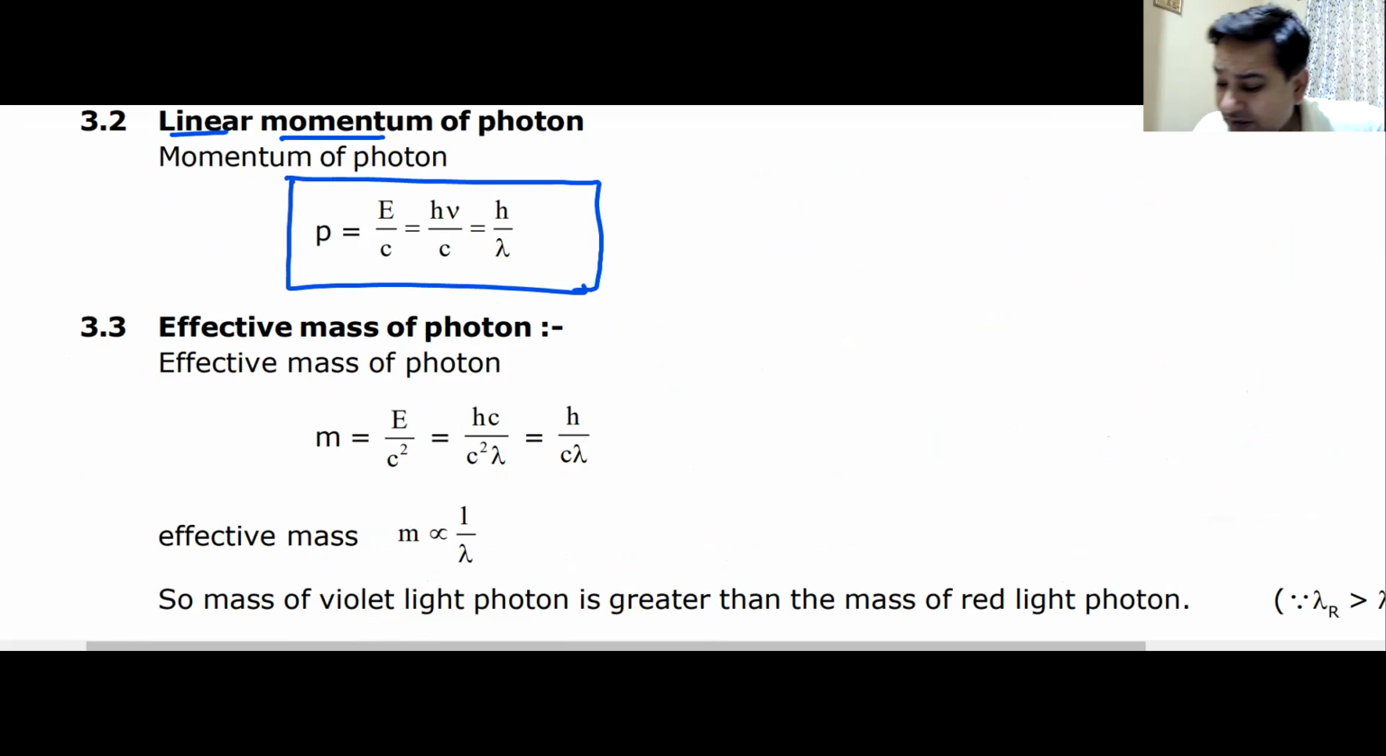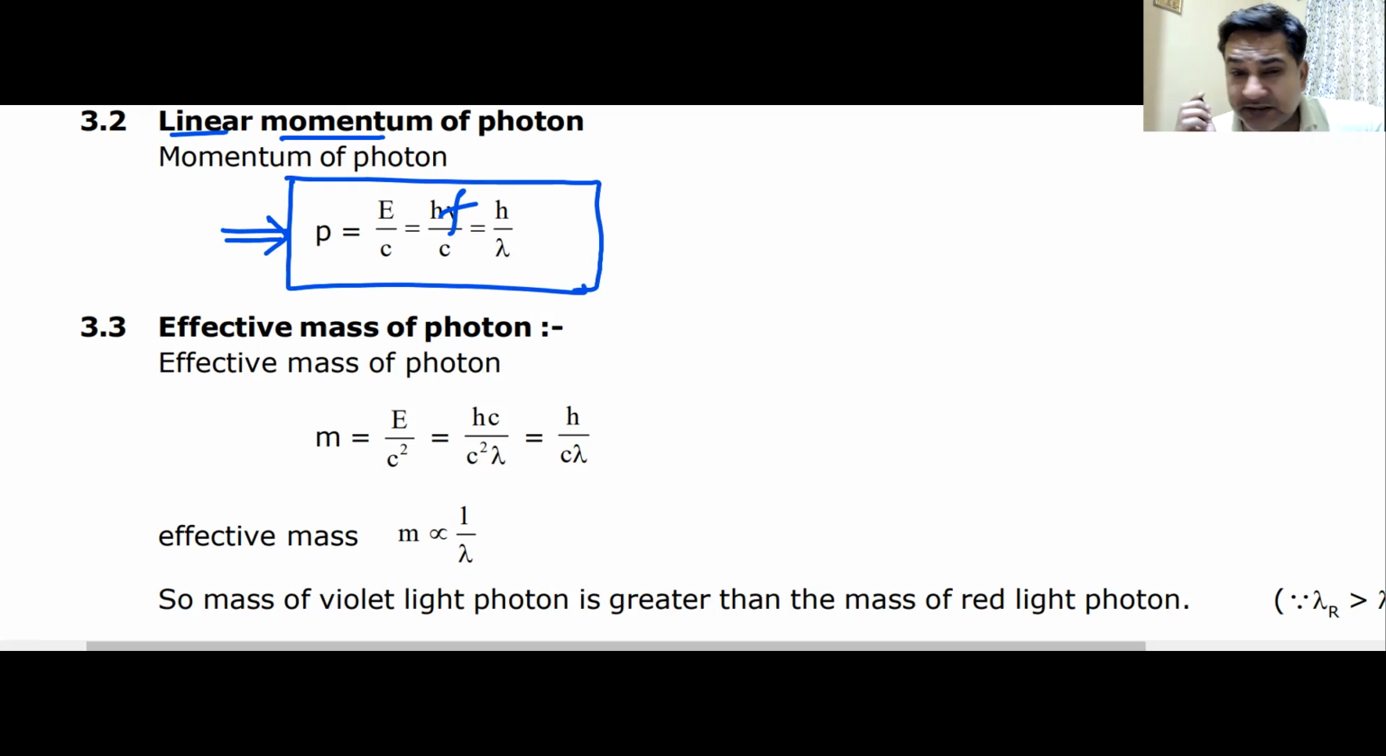No matter how you write it, this is the momentum of a photon, E by C, or instead of nu, write it as HF by C or H by lambda. From here, you can find out the linear momentum of a photon. P standing for momentum. Three formulas, all are similar. Yes or no? Yes, sir. Do you remember this? Please note them down. These are the formulae for linear momentum of a photon.